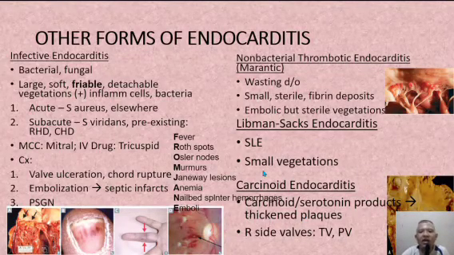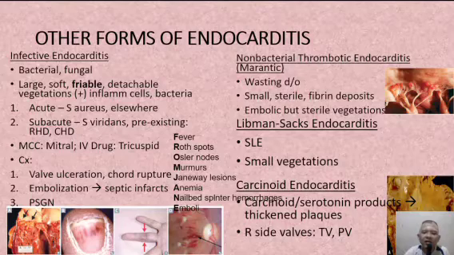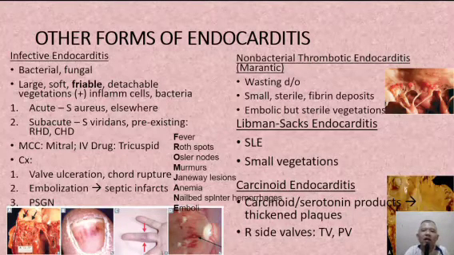Carcinoid endocarditis. It is caused by a carcinoid tumor elsewhere in the GI tract that is affecting the valves. These carcinoid tumors release serotonin products, or carcinoid products, that are lodged into the tricuspid valve and the pulmonic valve, usually the right side. Why? Because when it passes through the lungs, the lungs wash out the carcinoid product and reduce the effect of it on the left-sided valves.